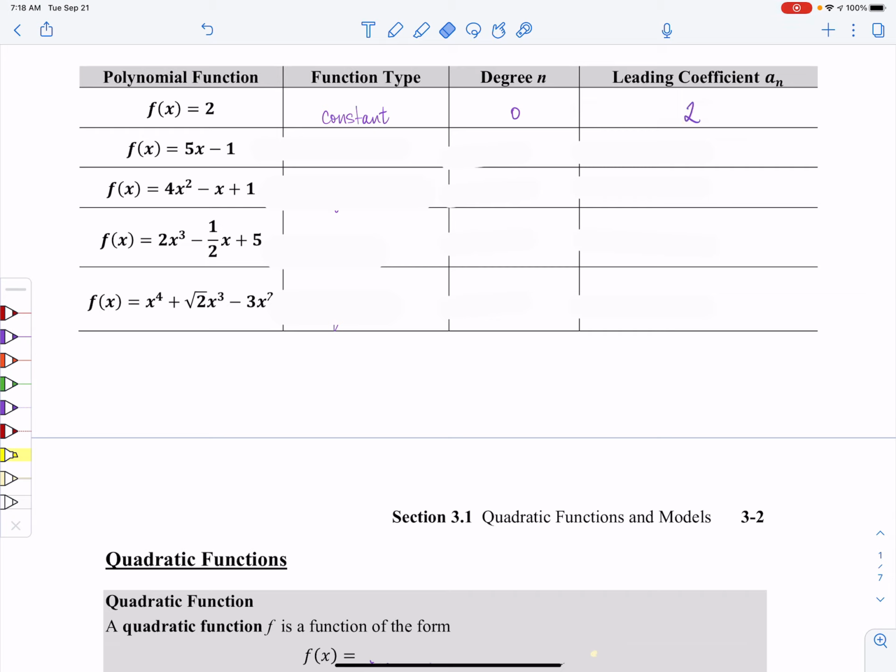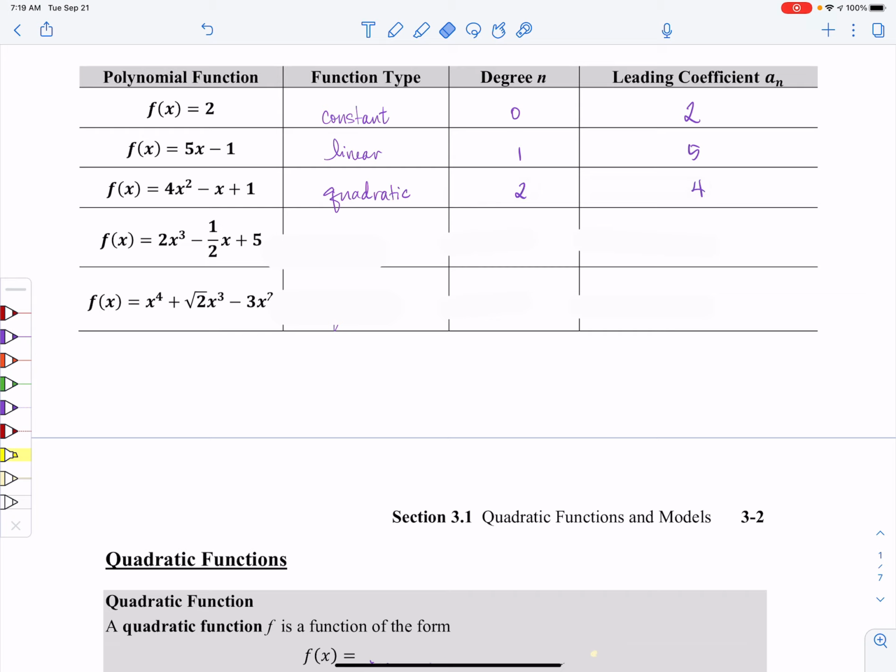My second example is going to be linear. There's no powers there, so if I were to graph it, it would be a line. My degree, my highest power is 1. Leading coefficient is 5. For the third example, this is a quadratic. We're getting pretty used to dealing with quadratics. We've done this a good bit now from chapter 2. The degree is 2, and the leading coefficient is 4.